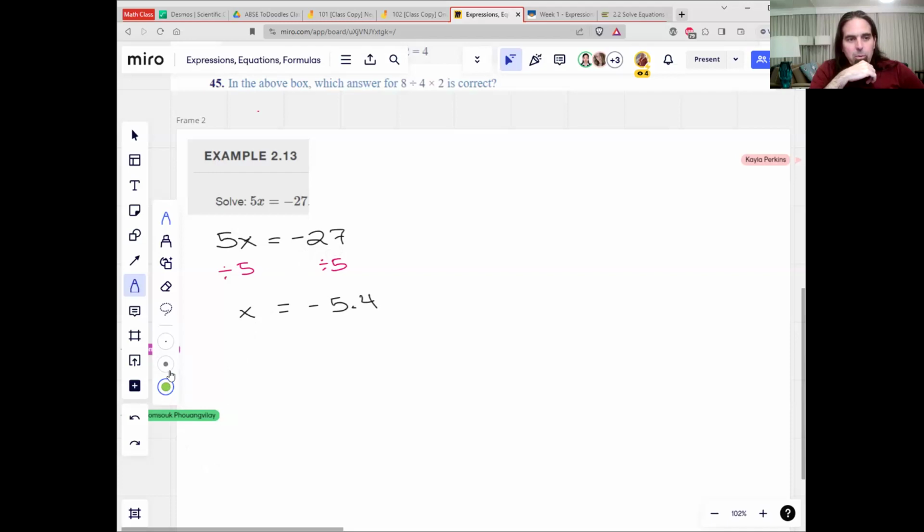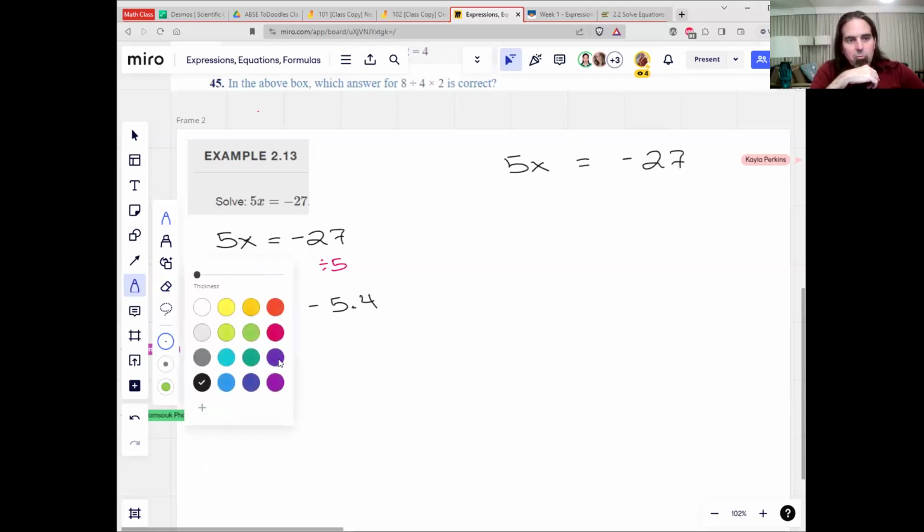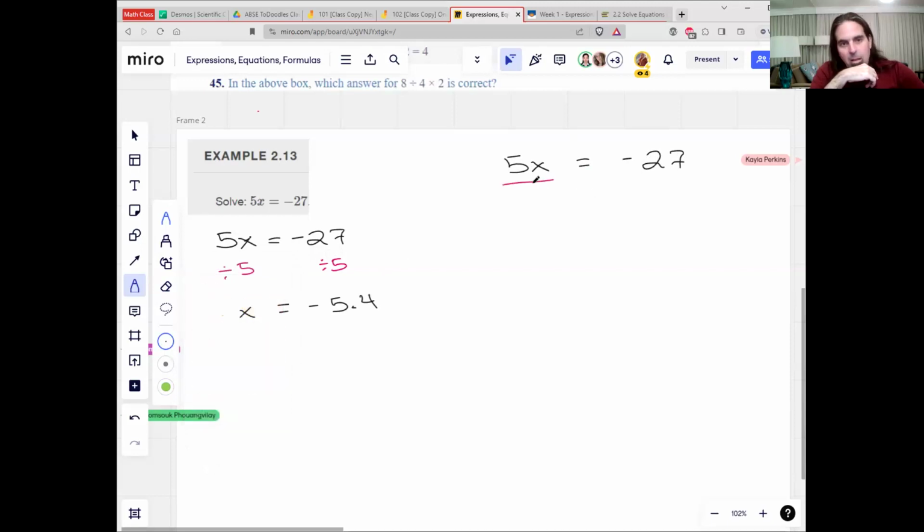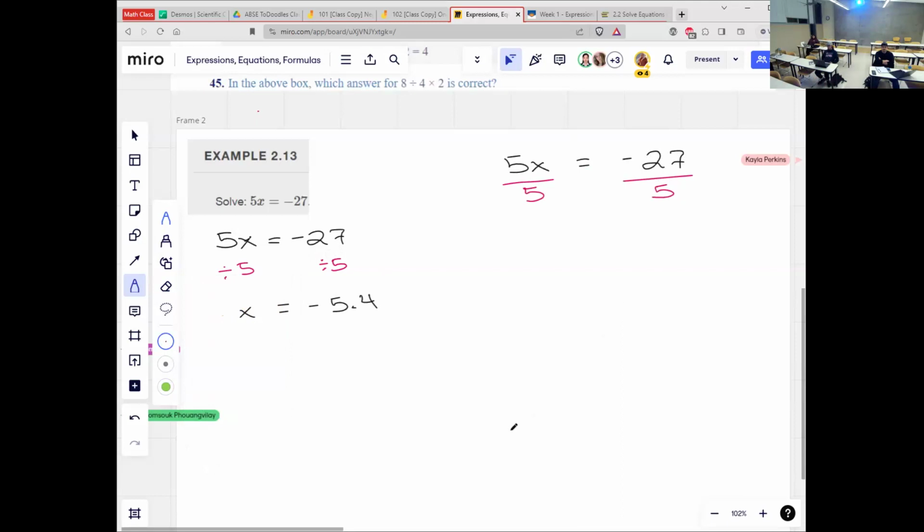Second, some of you would rather write this, and it's perfectly fine, where instead of a division symbol, you make a fraction bar. That's how you've been taught. Yeah, that's what I did. There's nothing wrong with that. It's exactly the same thing. It's just showing divided by 5 on both sides.